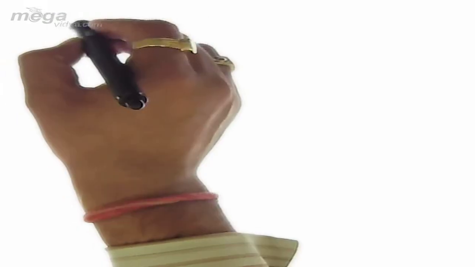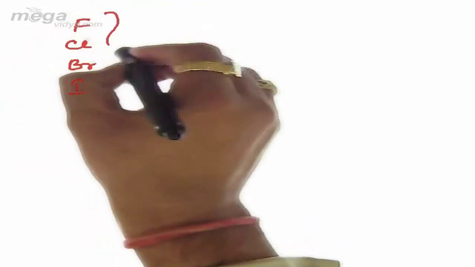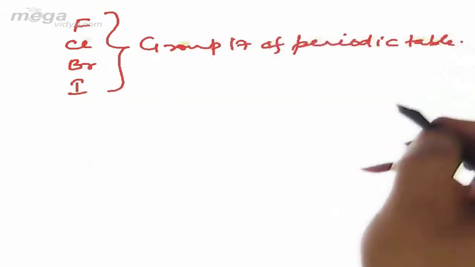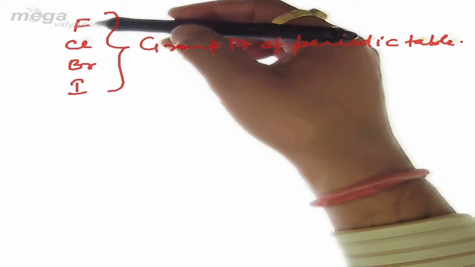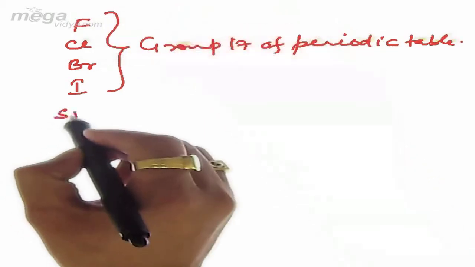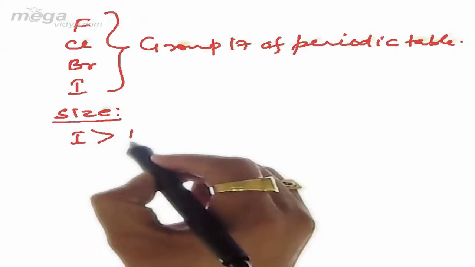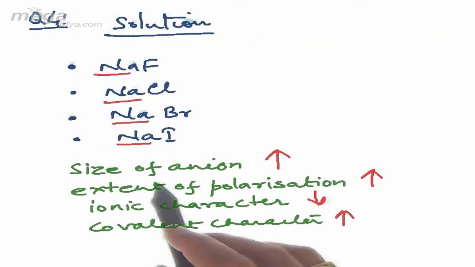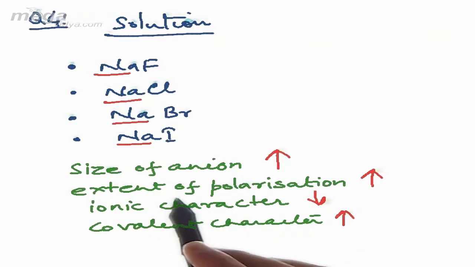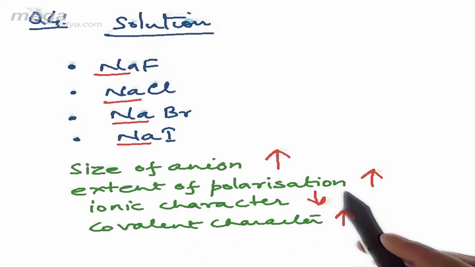Now if we compare the size of fluorine, chlorine, bromine, iodine, all these 4 elements belong to group 17 of the periodic table. What we know is that in any group, when we move down, there is an increase in the atomic radius. So if we compare the size, we find the size of iodine will be maximum, then bromine, then chlorine and then fluorine. Previously we have discussed that as the size of anion increases, there will be an increase in the extent of polarization and hence the ionic character will decrease.